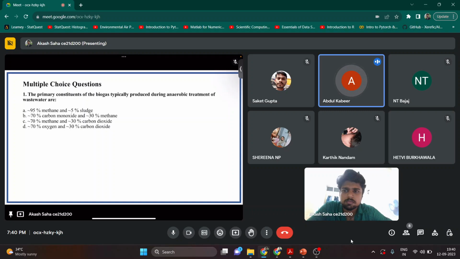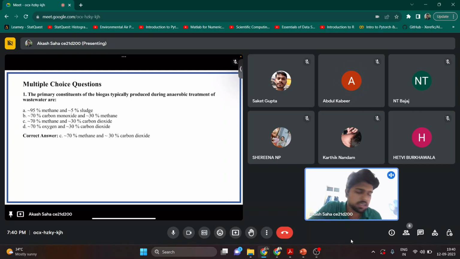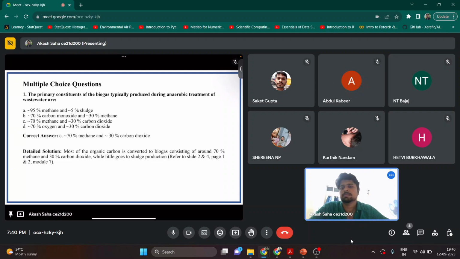This question's answer is C, 70% methane and 30% carbon dioxide. So our methane concentration is very high with respect to carbon dioxide. Most of the organic carbon is converted into 70% methane and 30% carbon dioxide. There are other gases also, like hydrogen and ammonia, but the volume is very less.